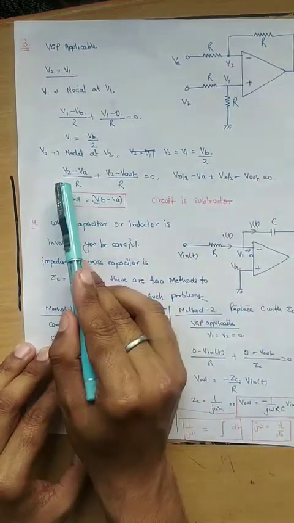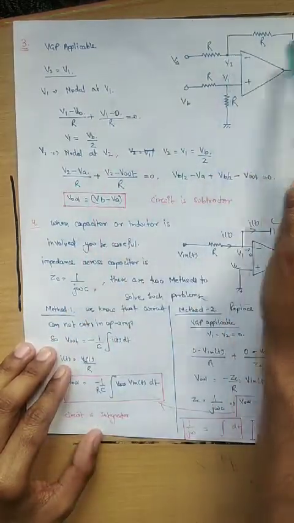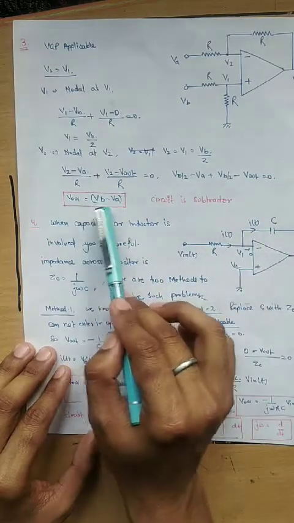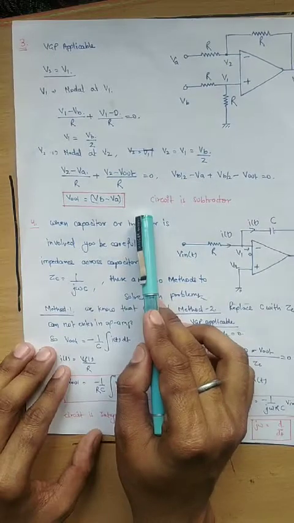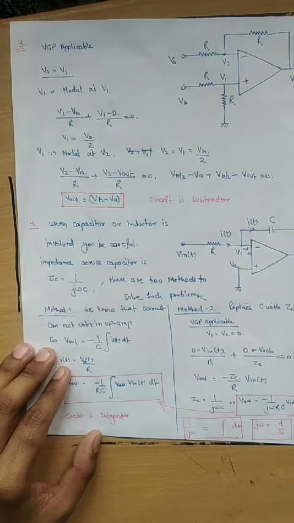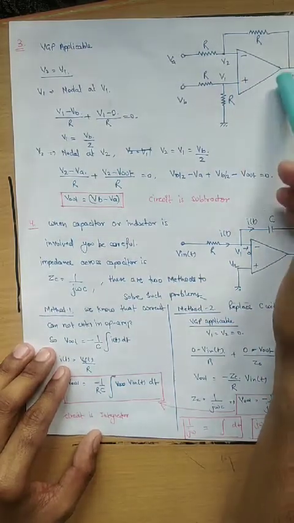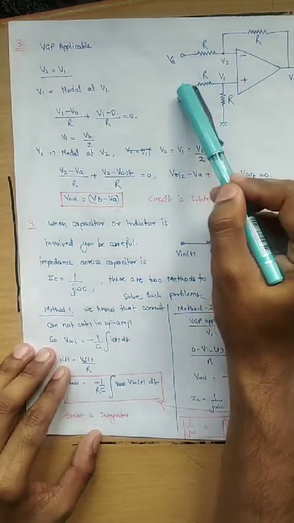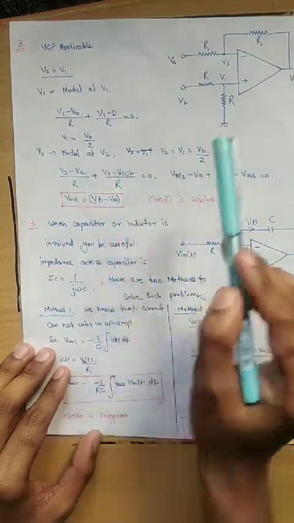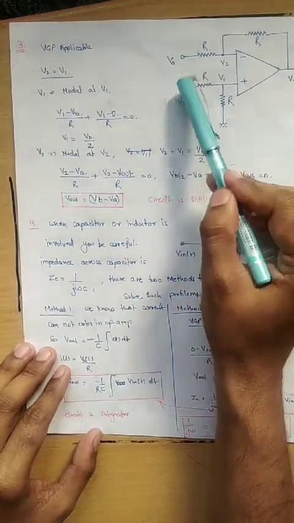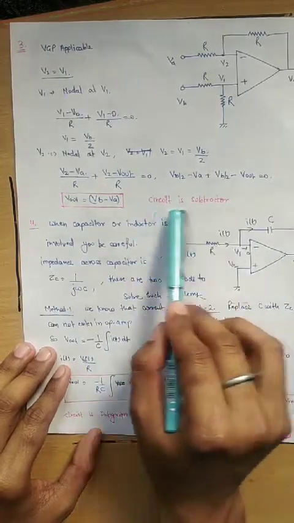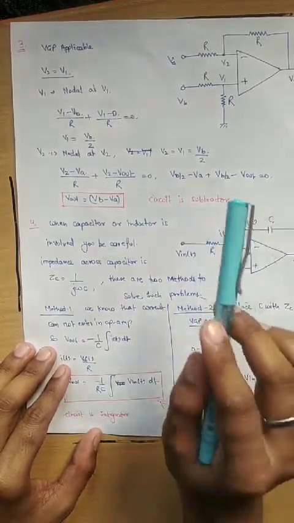Apply nodal again: (V2 minus VA) by R plus (V2 minus Vout) by R is equal to 0. And we will find out Vout is equal to VB minus VA. It means, what are we getting? We are getting at the output the difference of two signals into some gain. Here the gain is unity. Unity means 1. But what are we getting at the output? Subtraction of two signals. So that is why this circuit is a subtractor.